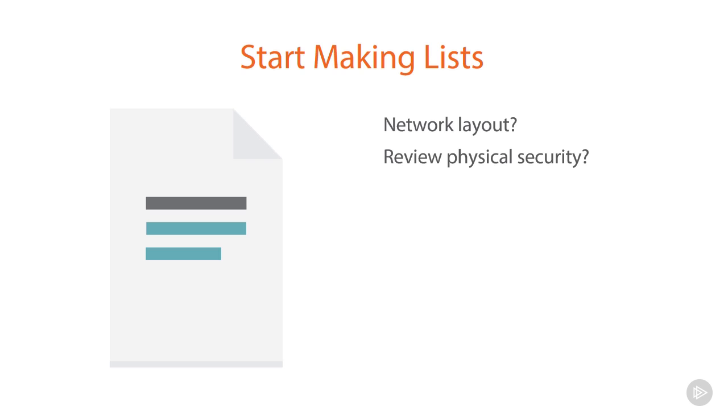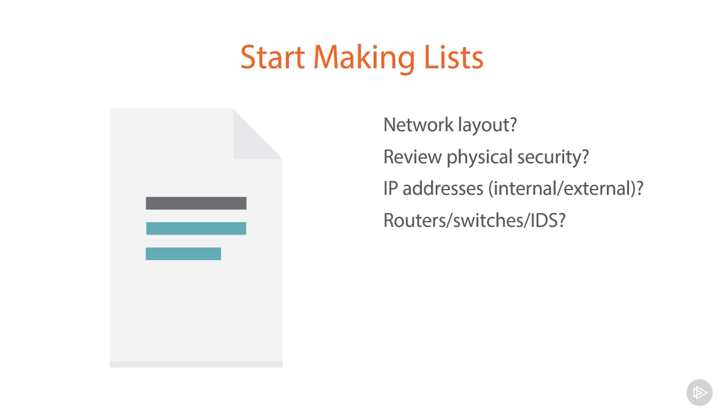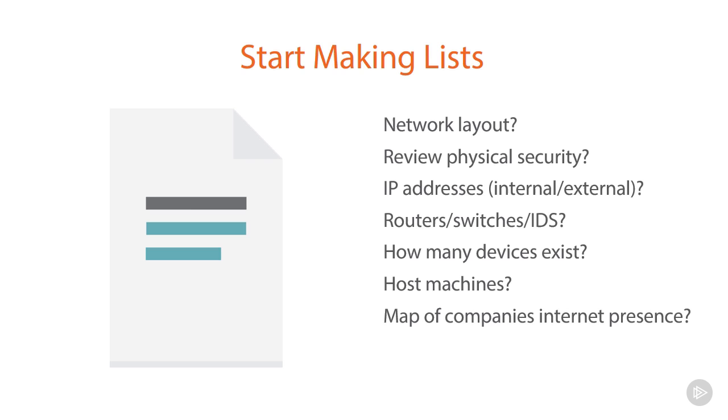And don't forget, not just with the network layout, make sure you understand both external as well as the internal IP addresses. Look at the network devices, routers and switches. How many do they have? Speaking of how many they have, how many devices actually exist? That includes host machines. I would also include in that printers, anything that's hooked to the network. Do they want a map of their internet presence? Show them what's accessible from the outside.